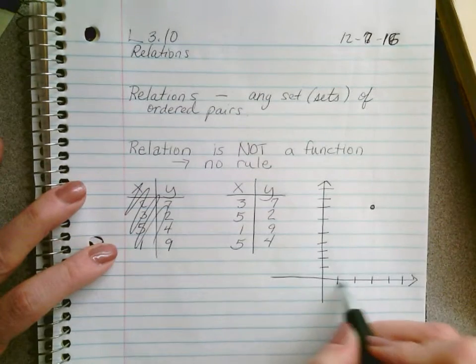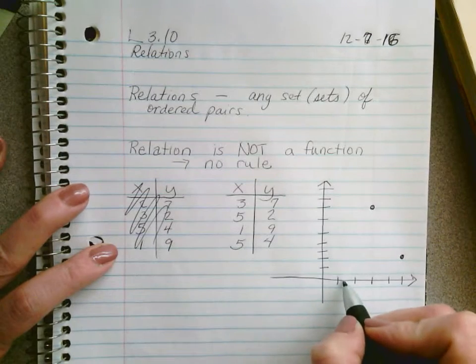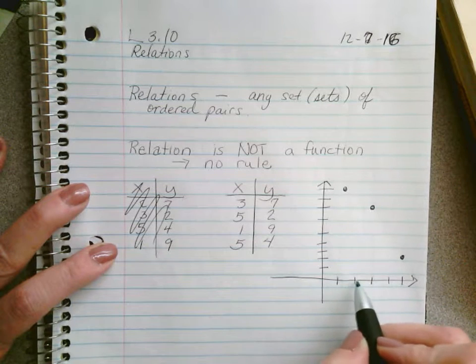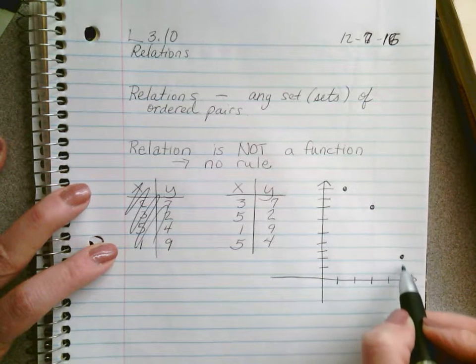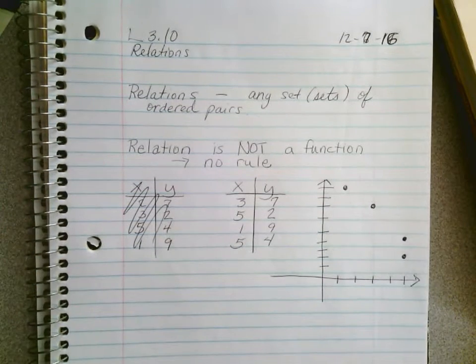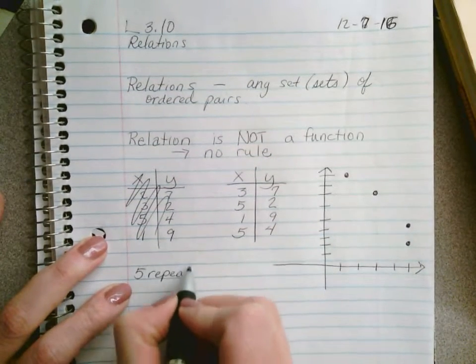Over 5, up 2. Over 1, up 9. That's all the way up here. And over 5, up 4. Okay. To the best of my abilities, I have just graphed this group of numbers. Now, Ashley, you right away saw something on the assignment. The relation is not a function because the 5 repeats in x.